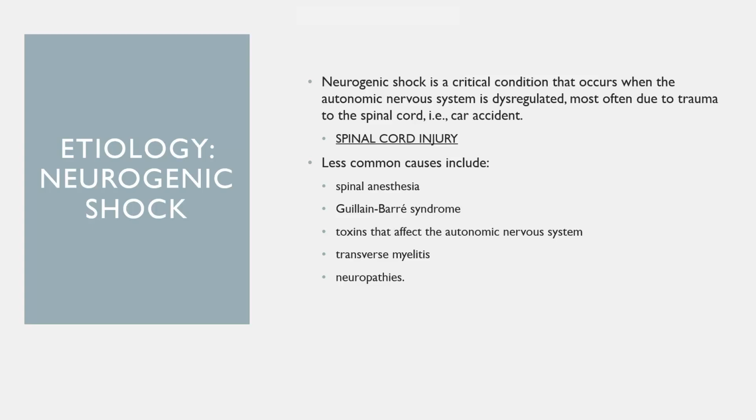So your risk factors. Neurogenic shock is a critical condition that occurs when the autonomic nervous system is dysregulated, meaning that you've injured it and maybe severed something, and now there is miscommunication between the upper and the lower motor neurons. It is a spinal cord injury. Less common causes could include spinal anesthesia, Guillain-Barré syndrome, toxins that affect the autonomic nervous system, transverse myelitis, and neuropathies.